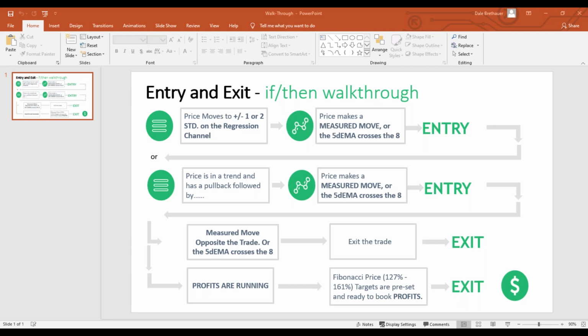First of all, when the price moves to the plus or minus 1 or plus or minus 2 standard deviation on the regression channel, that perks our ears and prepares us so that when the price starts to revert back to the mean, we can get in on a trade.